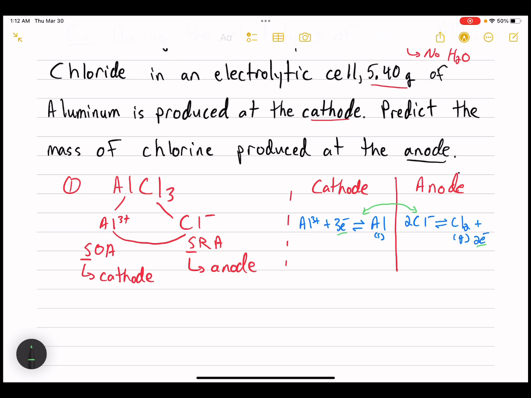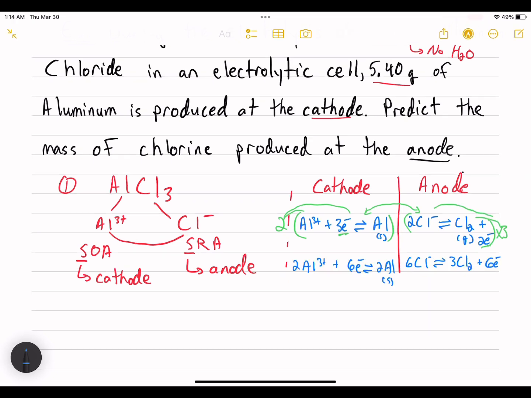So the lowest common multiple between 2 and 3 is 6. So we're going to multiply this side by 2 to get these pair of electrons equal to 6. And then this side by 3. And remember, just like in Hess's law, you can't just multiply the electrons, but everything gets multiplied by the coefficients in each of the half reactions. That would leave us with these following balanced half reactions.